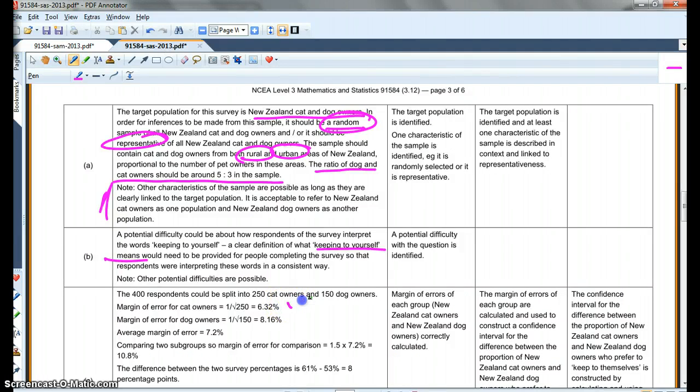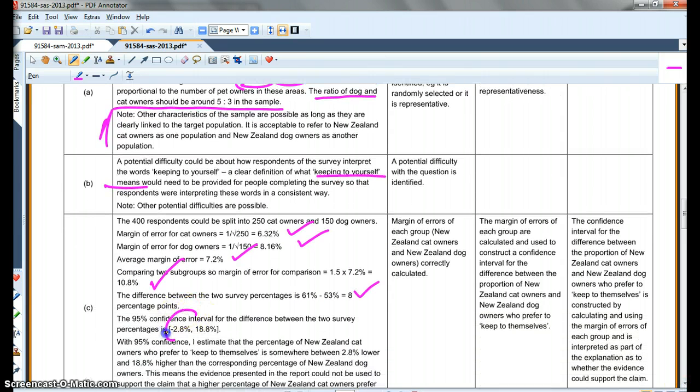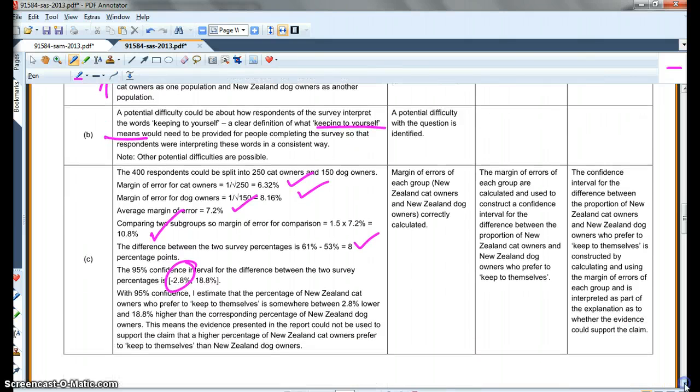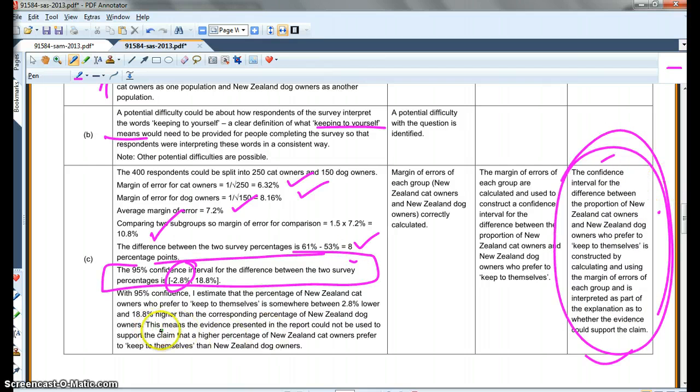So we've got this one, average margin of error times by 2. We've got our 8 percentage points, and we've got the negative in there. So you've got a standard statement there if you wanted, or you could just use that one there. And so the big idea here is actually evidence presented in the report could not be used to support the claim. Okay, because the margin of error is greater than the difference in actual fact.